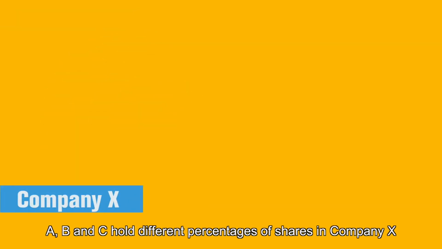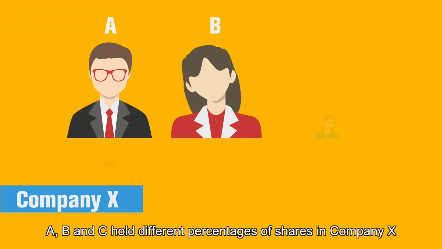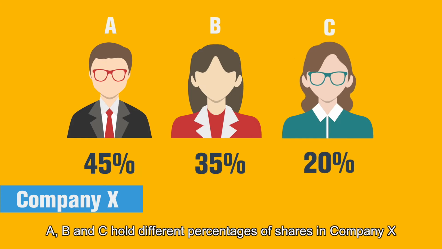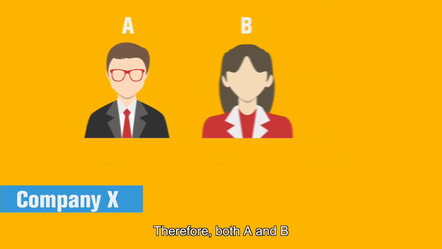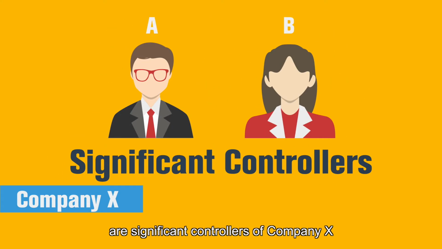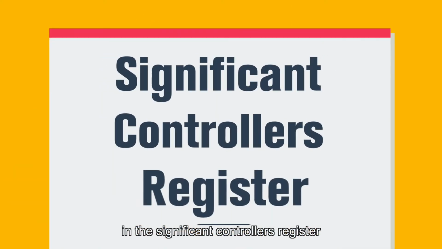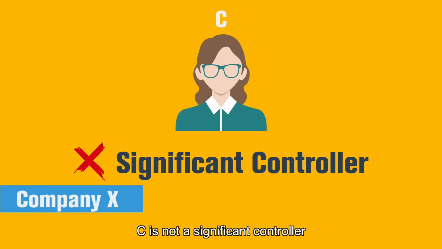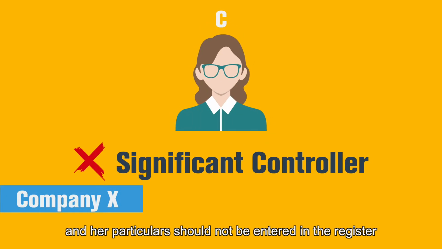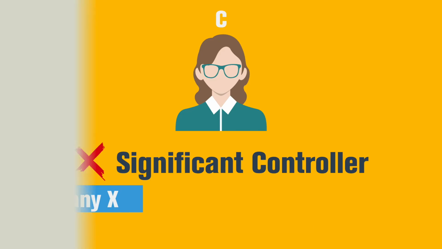In this example, A, B, and C hold different percentages of shares in Company X, which are 45%, 35%, and 20% respectively. Therefore, both A and B are significant controllers of Company X, and their particulars should be entered in the Significant Controllers Register. They are the registerable persons of Company X. C is not a significant controller, and her particulars should not be entered in the register.